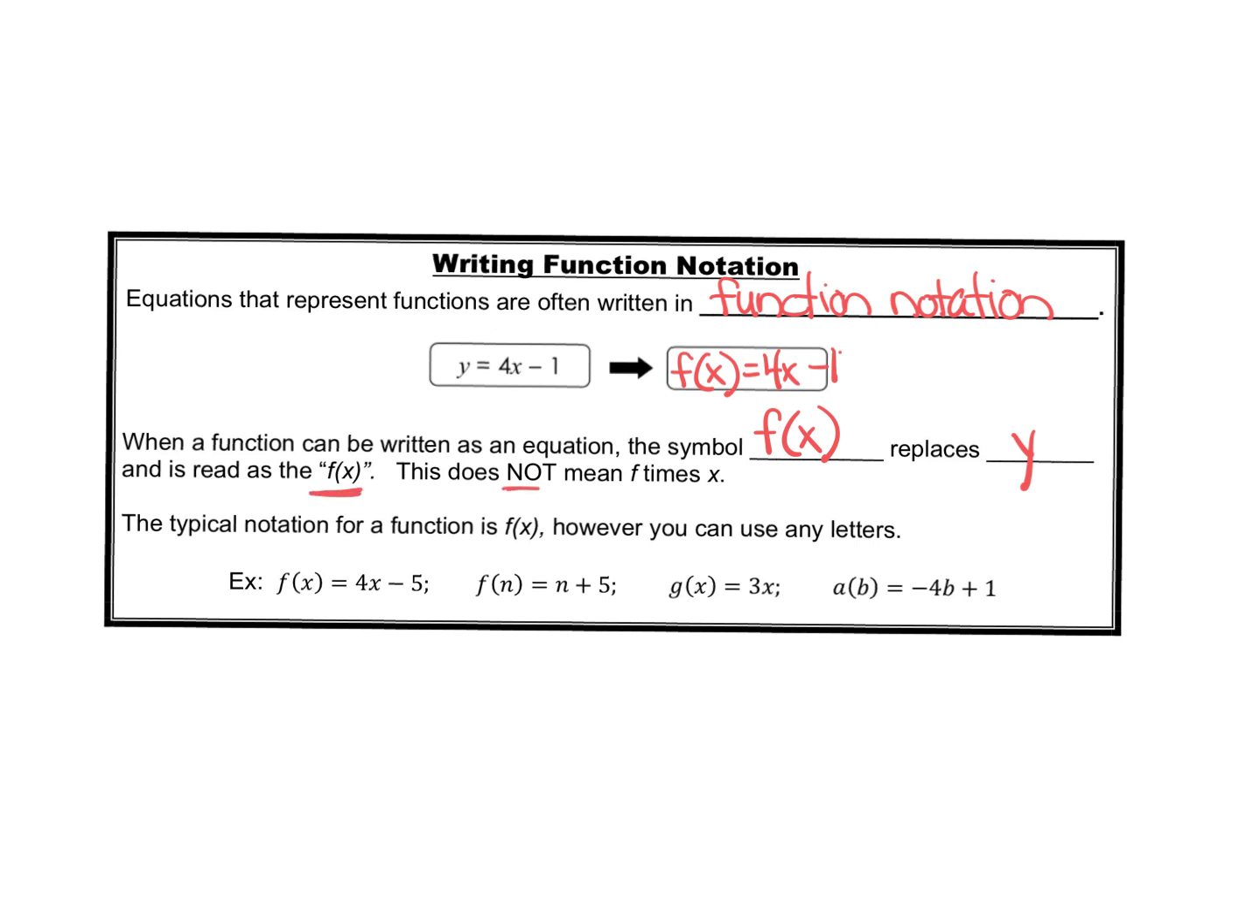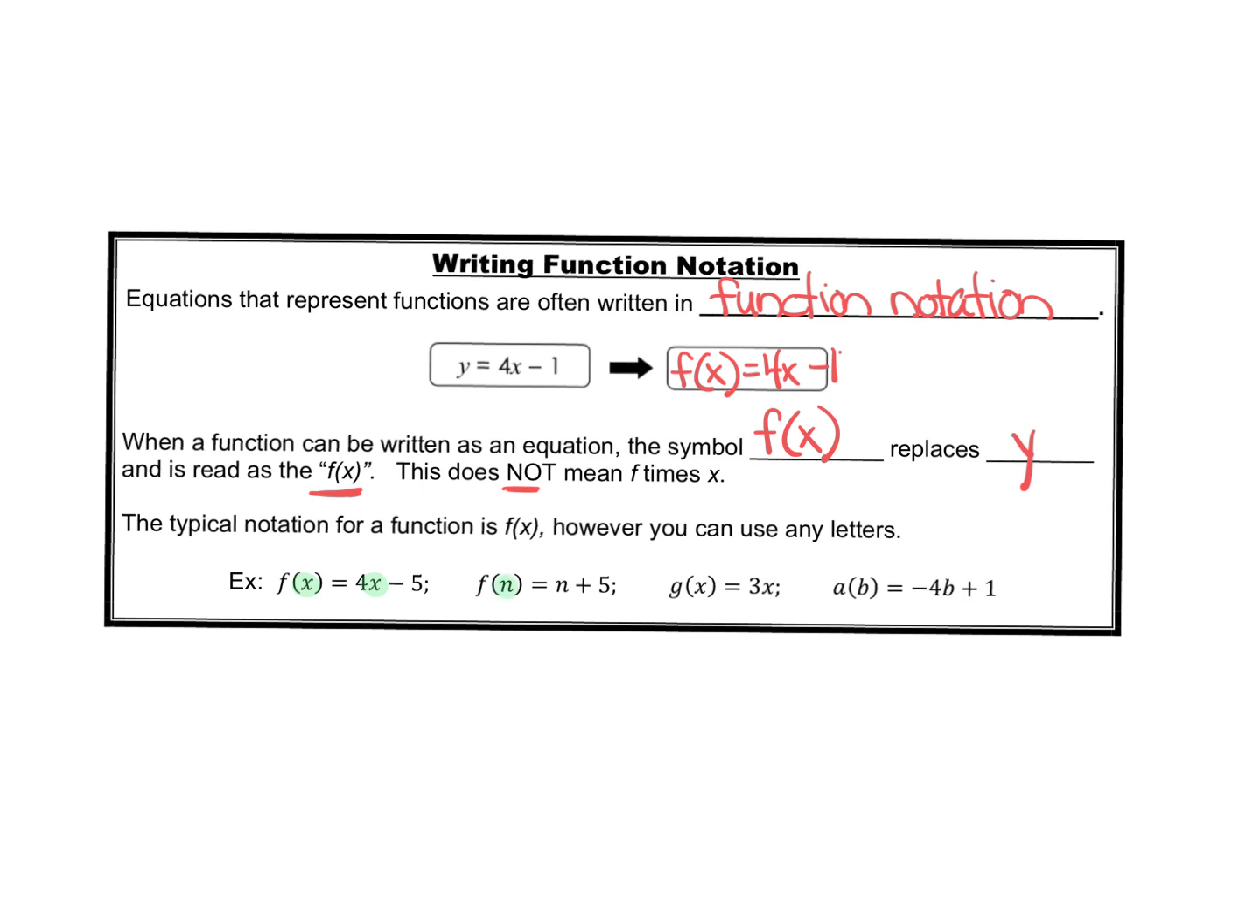This does not mean f times x. The typical notation for a function is f of x. However, you can use any letters to write a function. I want to point out that whatever variable is in the parentheses needs to be the variable that is in your equation. So if you've got f of x, you need to have then the 4x minus 5.